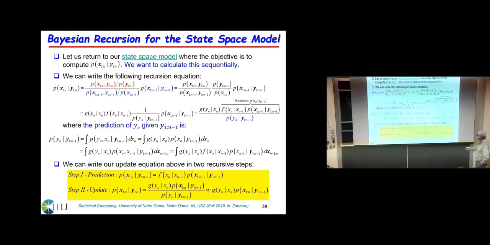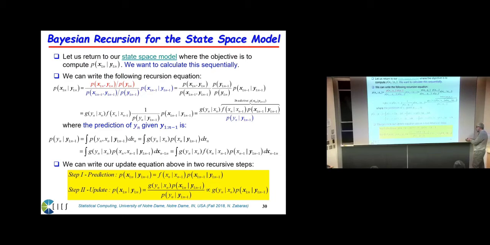And then the update will be based on this formula, taking this prediction times g divided by this term. And as I showed you, this term actually can be calculated again recursively, right? But the good news is, if the only thing you need is the normalized posterior, you don't really care about the denominator, and the only thing you care about is the numerator, which is the previous posterior.